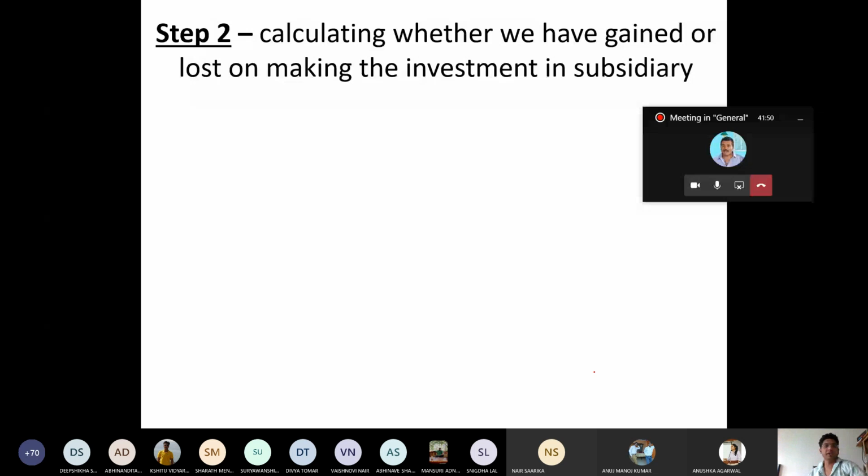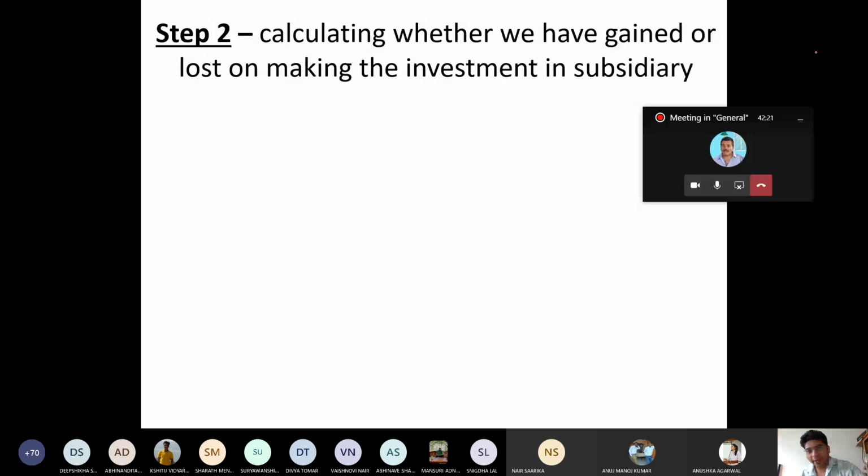Once we have decided the status of all the companies in the group, step two is what? Calculate whether we have gained or lost on making the investment in the subsidiary company. So I have purchased 60% of shares of the subsidiary. For purchasing 60% shares, I have paid some amount.